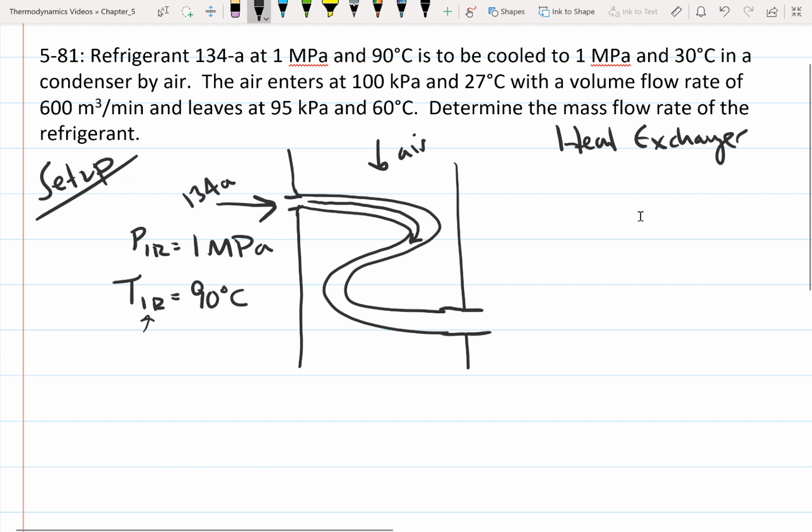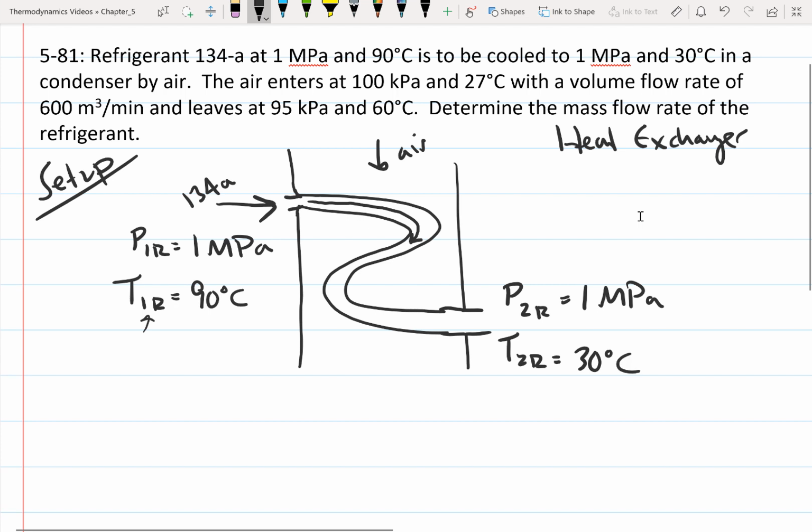Okay, so we have the inlet for the refrigerant, and it says that it's cooled to 1 megapascal and 30 degrees C. So at the outlet we have P2R is equal to 1 megapascal, so the pressure doesn't change, but the temperature is lower, so T2R is equal to 30 degrees C.